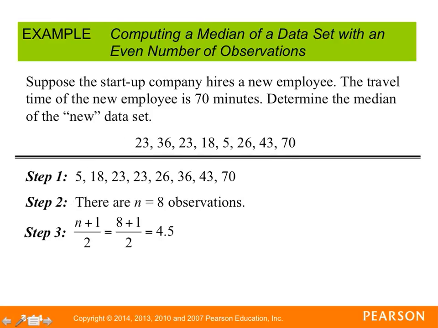If you look at this, you can see the two numbers in the middle are 23 and 26. 23 has three numbers to the left of it, and 26 has three numbers to the right of it. So these two are our middle observations.